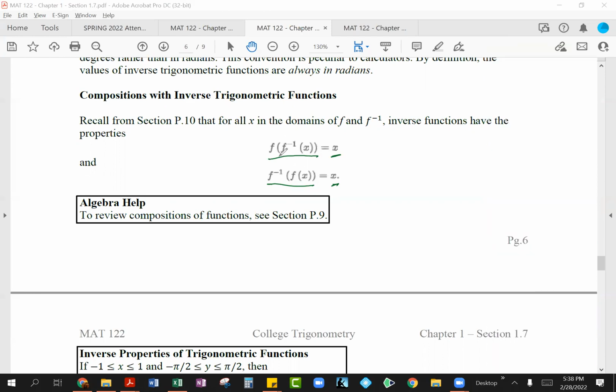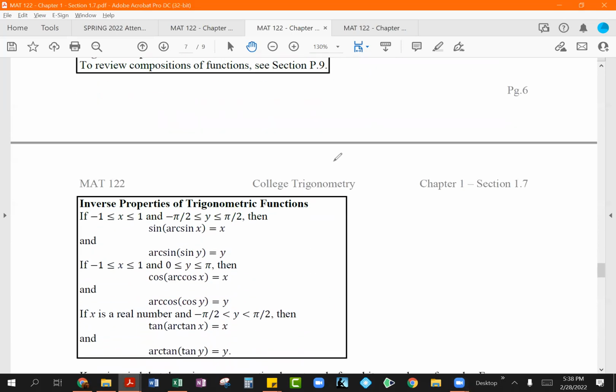And so that's kind of what they're talking about. So you can see you can do the original function on the outside, the inverse function on the inside, and we still get x as the answer. Or you can do the inverse function on the outside and the original function on the inside, and you still get x as the answer. So like I said, think about it as them canceling each other out, and you just end up with the value you started at, which is going to be your x value.